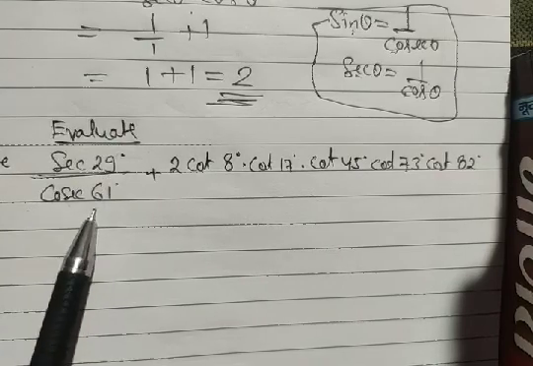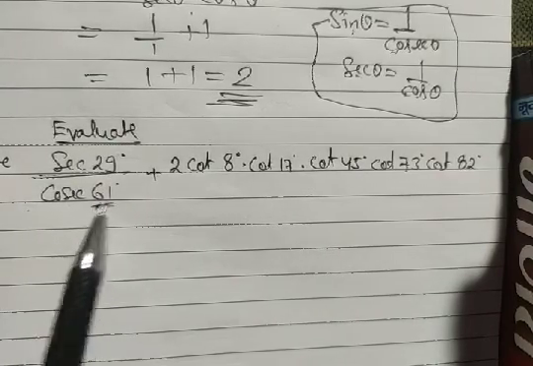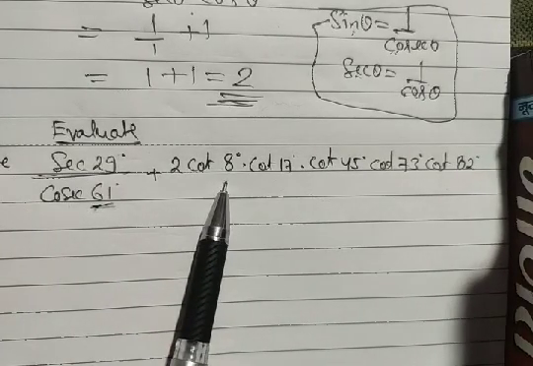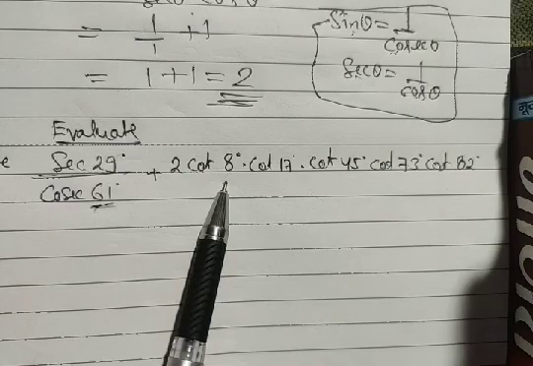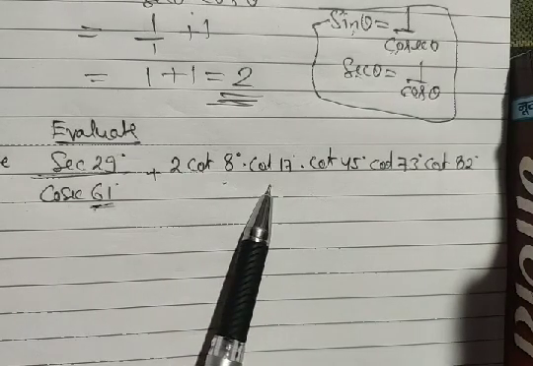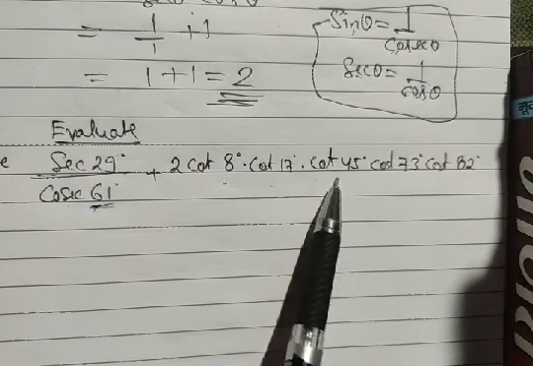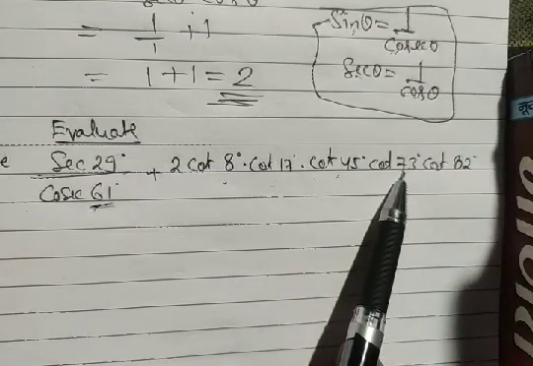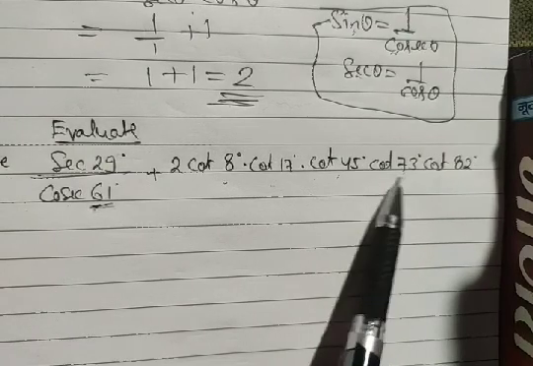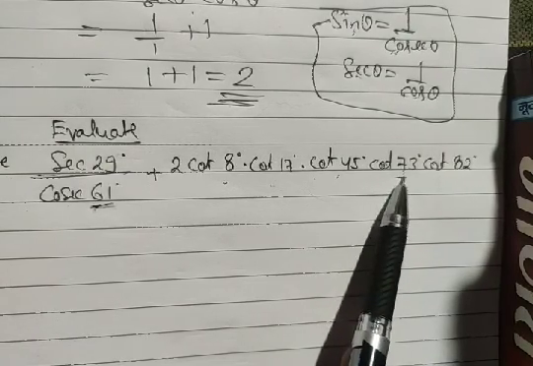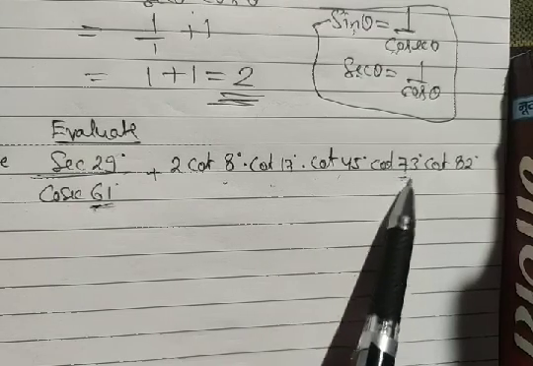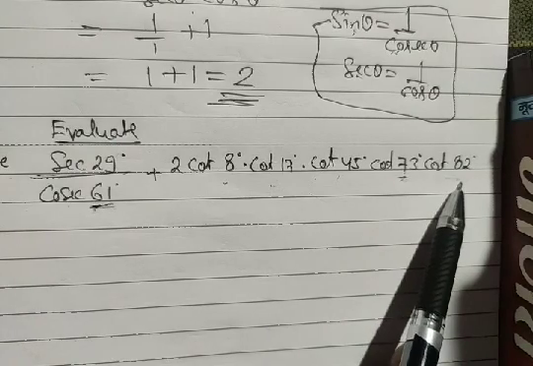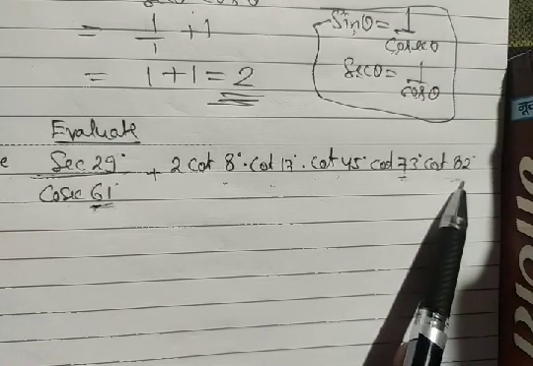Look, it's 29 and it's 61. Then we convert this 61, writing it as 90 minus 29. Cot 8 is less than 45 degrees, so there's no need to convert. This is cot 17, no need to convert. Cot 45, we know its value is 1. This is 73 degrees, it's greater than 45 degrees, so we use complementary angles, writing it as 90 minus something. Then cot 82 is also greater than 45 degrees, so we are going to convert this cot 82.